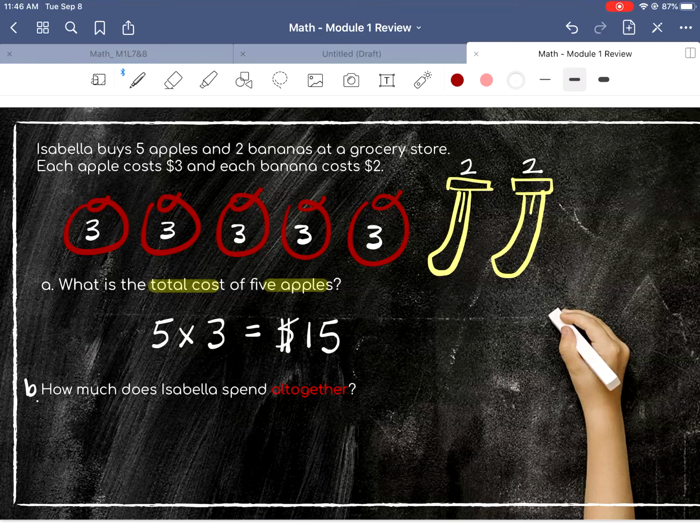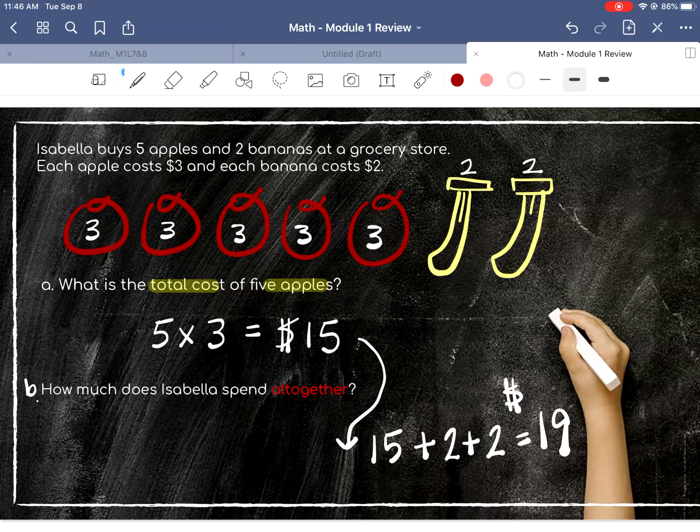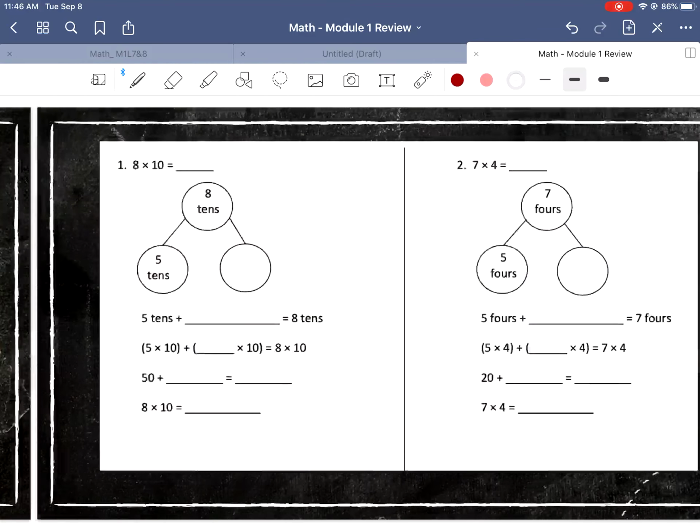And number B, it's asking how much does Isabella spend altogether? So this time, the question is interested in the total amount, both apples and banana. So I'm going to take this number down because I already know the total price for apples, and I'm going to add the total amount of banana, which is $2 each. So in total, she paid $19. Okay, so please make sure to read your questions carefully.